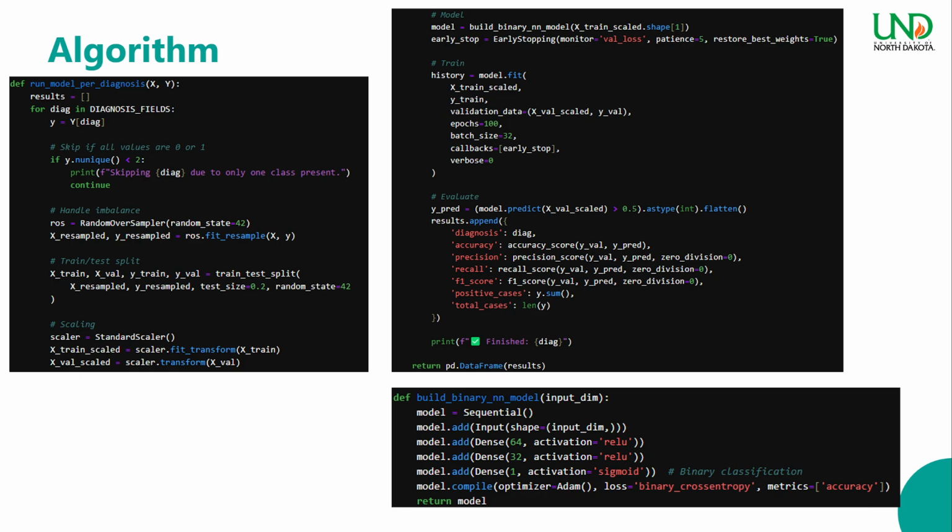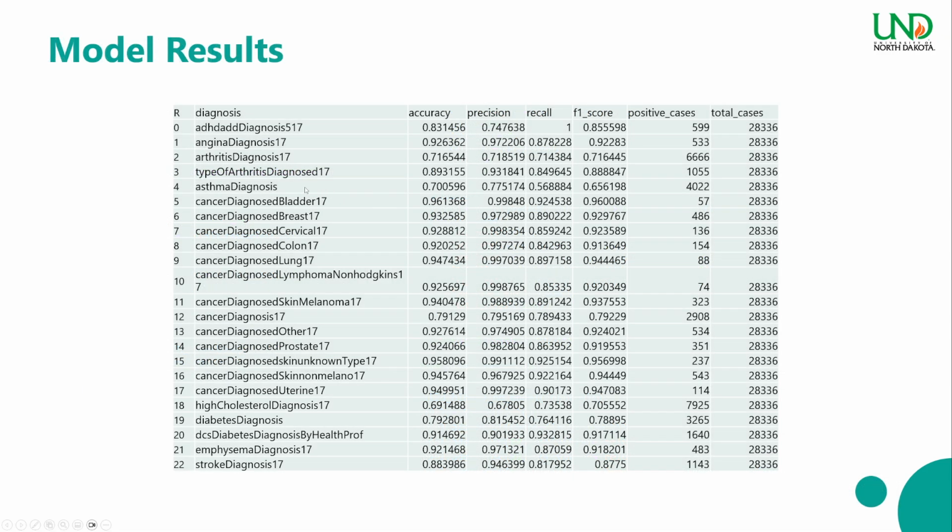I set the threshold to 0.5, and then I compare them to the true labels using accuracy, precision, recall, and F1 score. And then the loop repeats for all the diagnoses in the list, and I collect the results into a data frame for analysis. So then, here's the model results. These are the preliminary results for each model that was created.